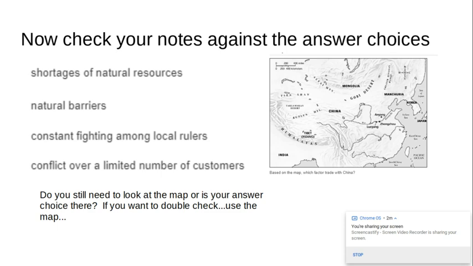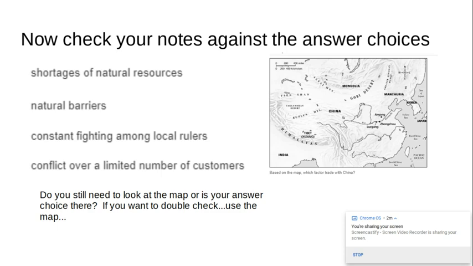Shortage of natural resources, natural barriers, constant fighting among local rulers, conflict over limited number of customers. Well, I'm already going to eliminate number 4 because what is customers? Yes, trade has to do with customers, but we have not talked about that. So the next 3 could all be possible choices, but let's check it against what I wrote down.